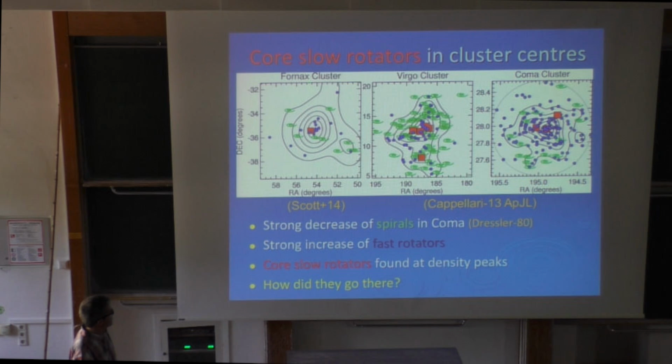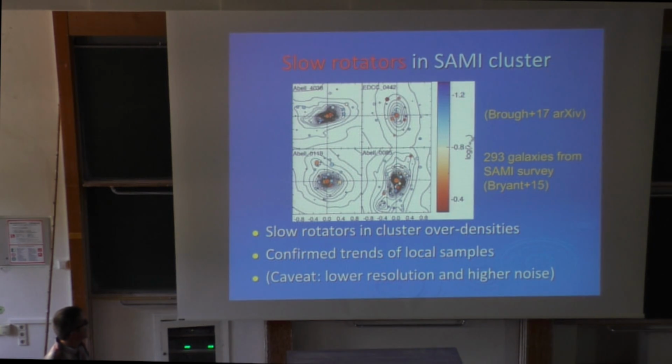So now, given that fast and slow rotators overlap in mass, you cannot expect slow rotators to just go there naturally. How do you explain them ending up in that position in the cluster? So, before I explain this, let me show you another sort of confirmation or extension of the work I showed.